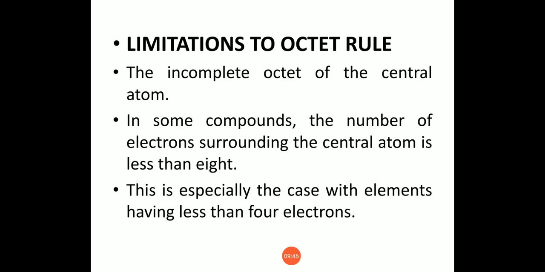And we have seen some limitations to octet rule. The first one is incomplete octet of the central atom. In some compounds, the number of electrons surrounding the central atom is less than 8. That is known as incomplete octet. This is due to the special case that some elements have less than 4 electrons. That means in the valence shell the number of electrons is less than 8.